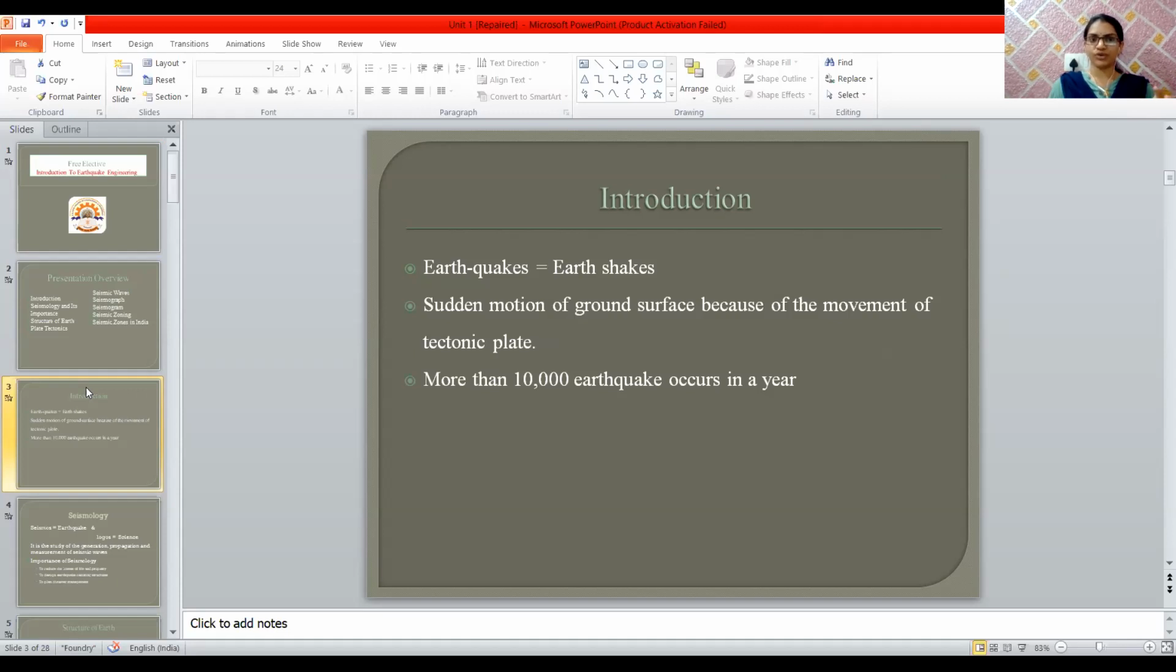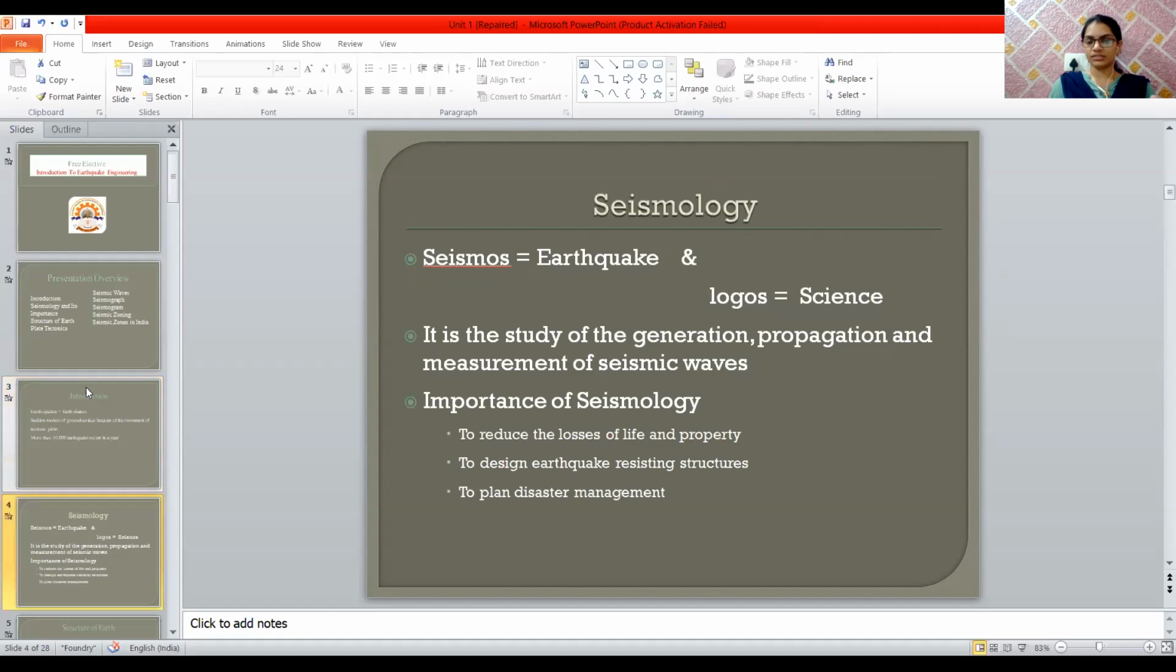Seismology is very important to reduce the losses of property and reduce disaster. These are the importance of seismology. Seismo is a similar word for earthquake and logy is a similar word for science. It is the study of the generation, propagation and measurement of earthquake waves. These are the importance of seismology.